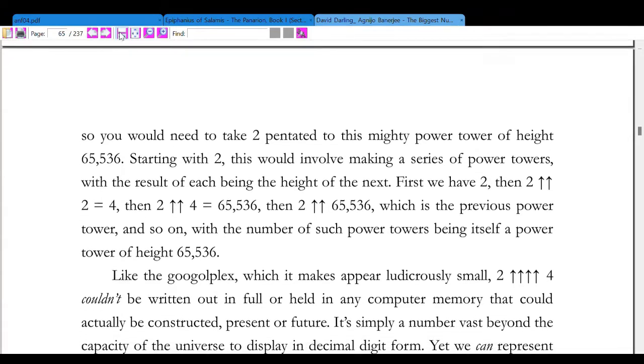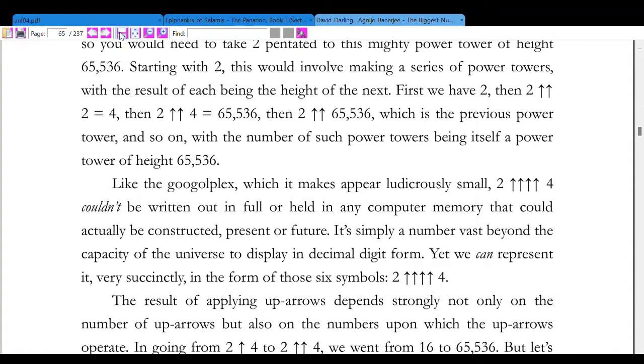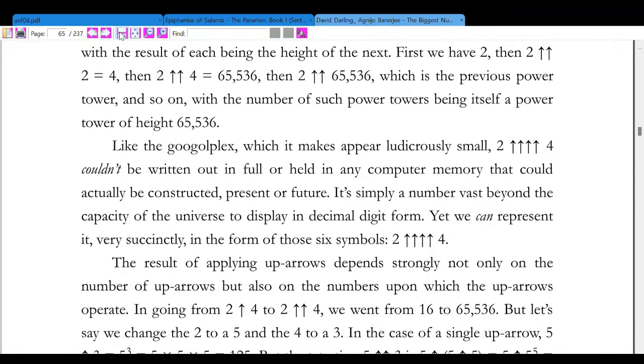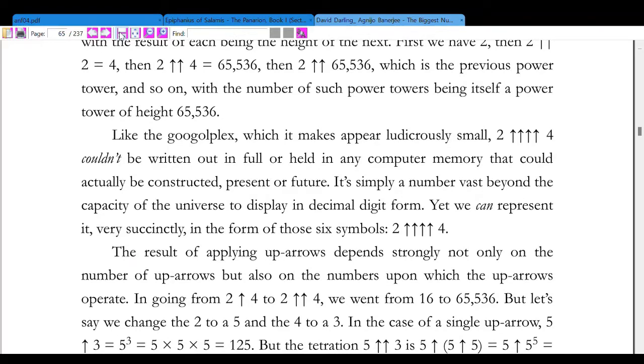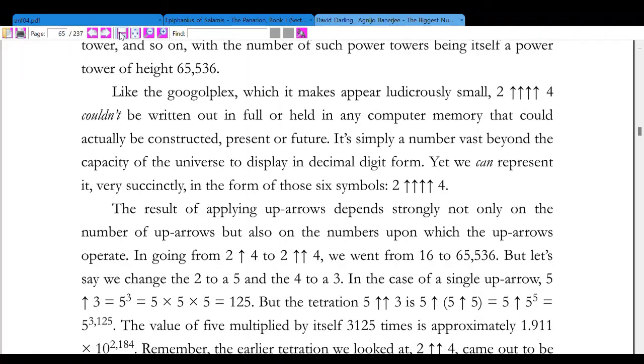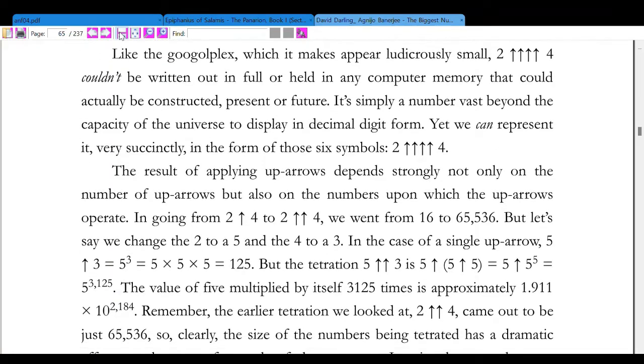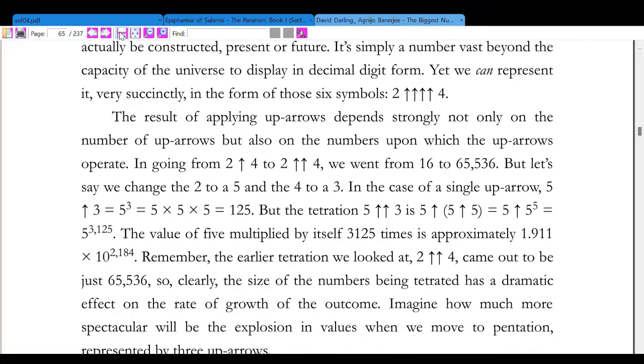First we have 2, then the previous power tower, and so on, with the number of such power towers being itself a power tower of height 65,536, like the googolplex, which it makes appear ludicrously small. It couldn't be written out in full in any computer memory that could actually be constructed, present or future. It's simply a number vast beyond the capacity of the universe to display in decimal digit form. Yet we can represent it very succinctly in the form of those 6 symbols.